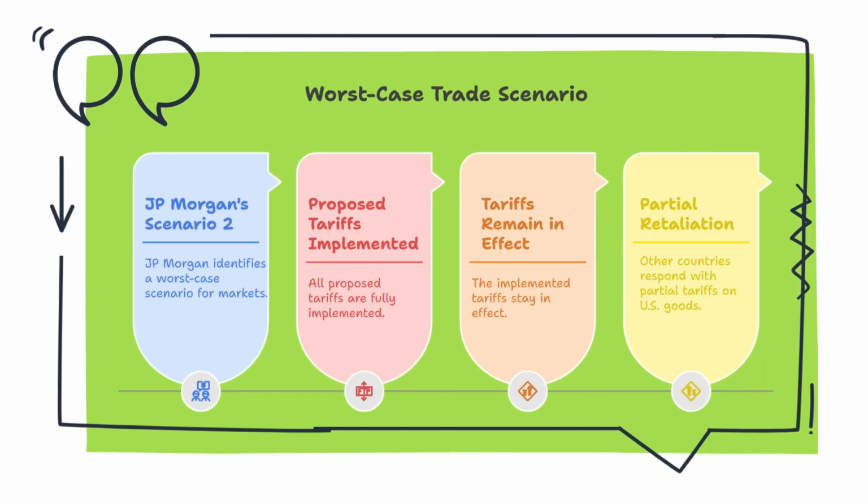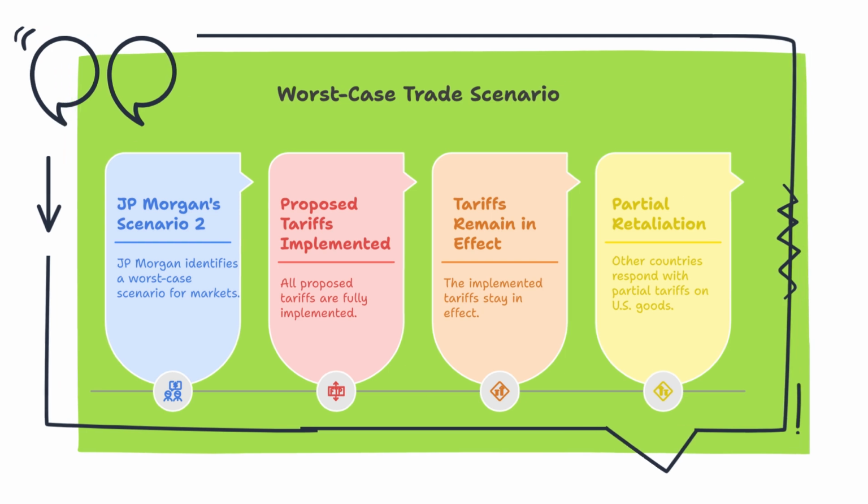Now, let's talk about scenario 2, which JP Morgan sees as the worst case scenario for markets. In this case, all of the proposed tariffs, including the ones announced on April 9, are fully put into place and actually stay in effect. On top of that, other countries respond by putting their own tariffs on US goods, though not as strongly. That's what's called partial retaliation.